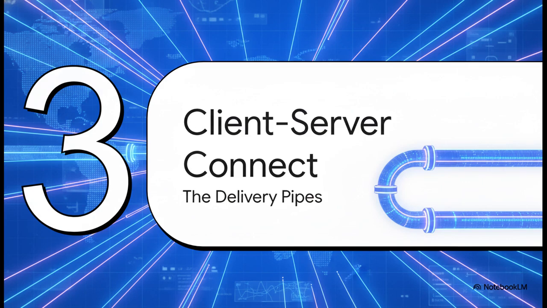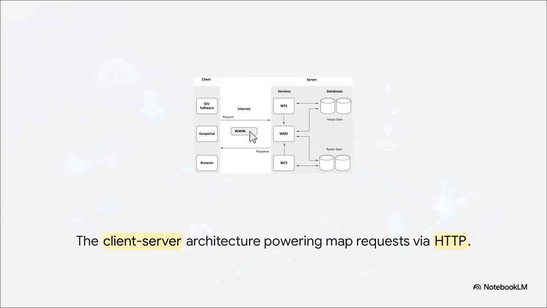Let's look at the delivery pipes. So how does this actually play out in your everyday life? Well, we rely on a classic client-server architecture. On the user side, you have the client. This could be your web browser, a specialized geoportal, or heavy-duty GIS software. You, the user, define a spatial request, like zooming in on your local neighborhood. That request is transmitted via HTTP over the internet.